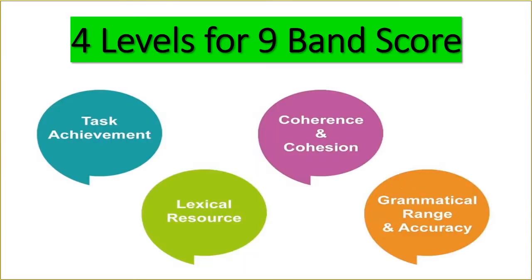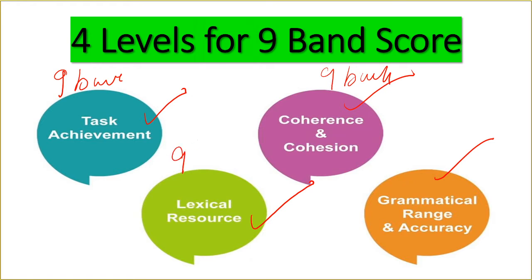Next, there are 4 levels of 9 band score. So what are the 4 levels of 9 band score? The 4 levels of 9 band score are task achievement, coherence and cohesion, lexical resource, grammatical range and accuracy. Guys, all these things, task achievement, it is for 9 band. Coherence and cohesion, it is for 9 band. Lexical resource, it is again for 9 band. Grammatical accuracy, it is for 9 band.